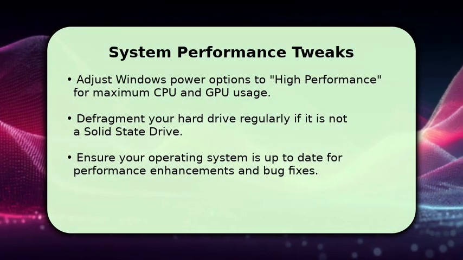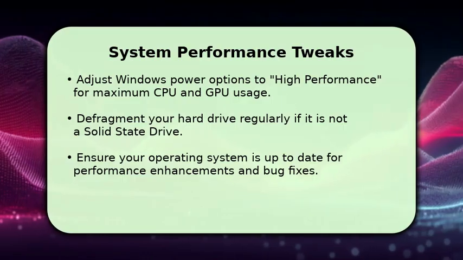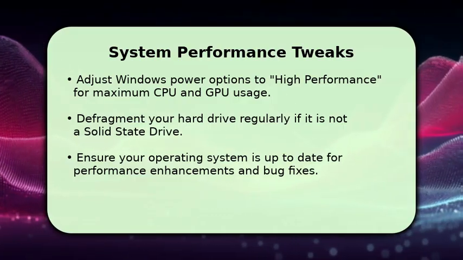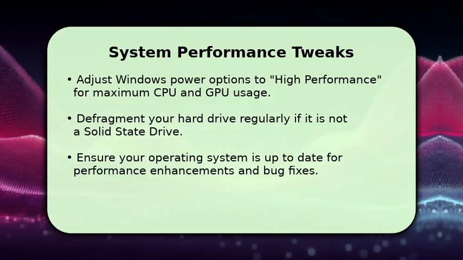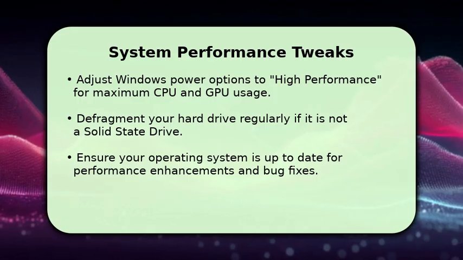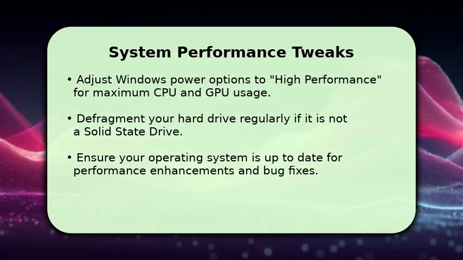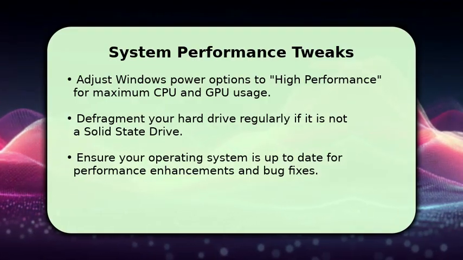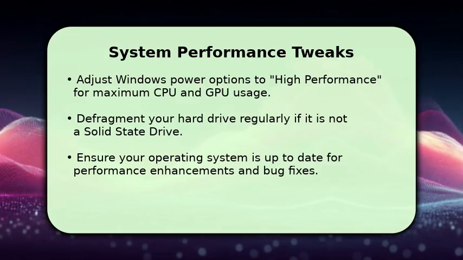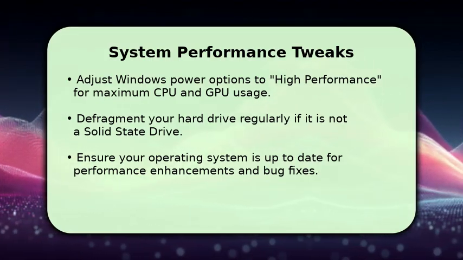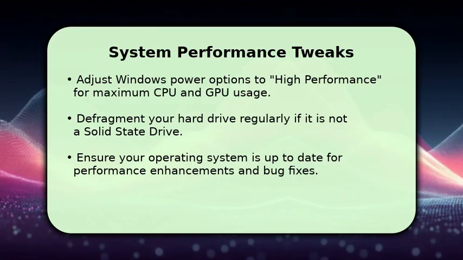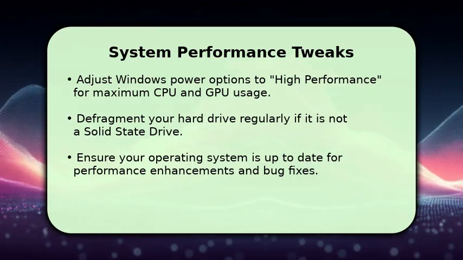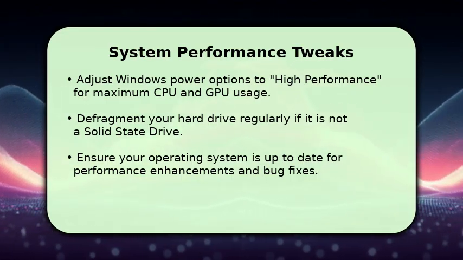Beyond in-game settings, some system-level tweaks can help. Go to your Windows Power options and select High Performance to ensure your CPU and GPU are running at their full potential. If you have a traditional hard drive, not a solid-state drive, defragment it regularly to optimize file access. Also, keep your operating system updated. These updates often include performance improvements and bug fixes that can benefit gaming.